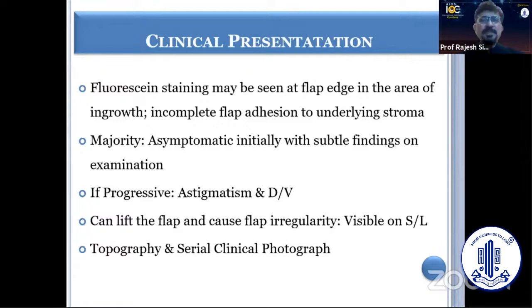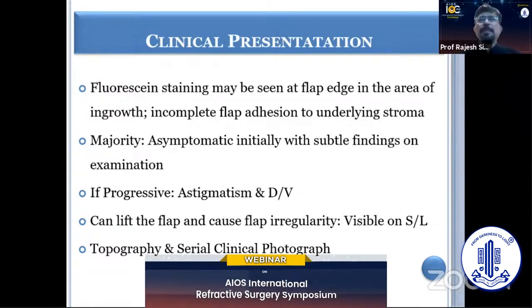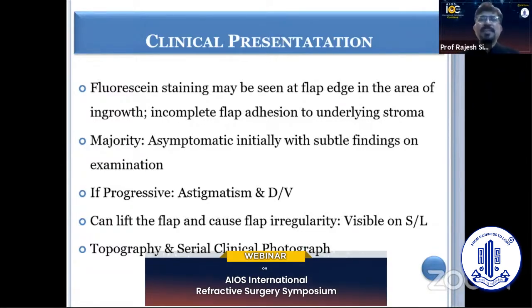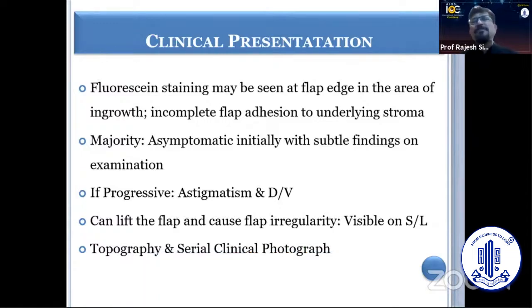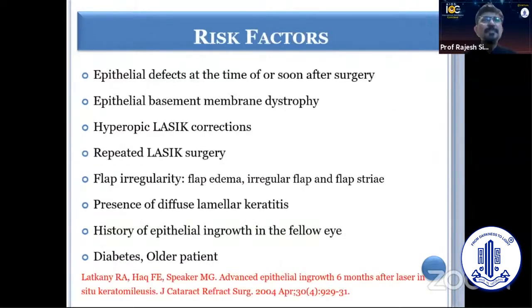Now, in the majority of patients, you will see a few transparent clumps, transparent cells in the periphery, and the patients are asymptomatic initially, with very subtle findings. But it may be progressive, and if it is, it can lead to clumps, it can lift the flap, it can cause astigmatism, flap irregularity, and flap melting, and all these things can be detected by serial photographs and topography. As I said, there are certain risk factors.